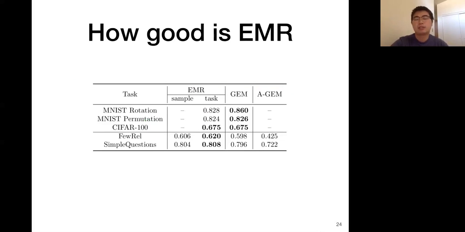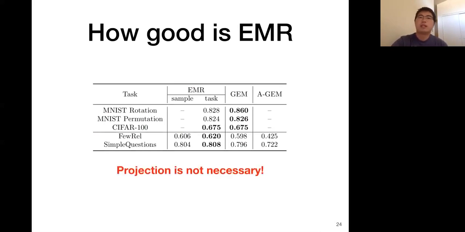So how good is our simple baseline, EMR? We compare this baseline with GEM and AGEM on our proposed lifelong relation extraction benchmarks. It turns out that this simple baseline outperforms GEM and AGEM. Even on the popularly used benchmarks in computer vision, like MNIST rotation, MNIST permutation, or CIFAR-100, our approach actually has competitive performance with the state-of-the-art method GEM.